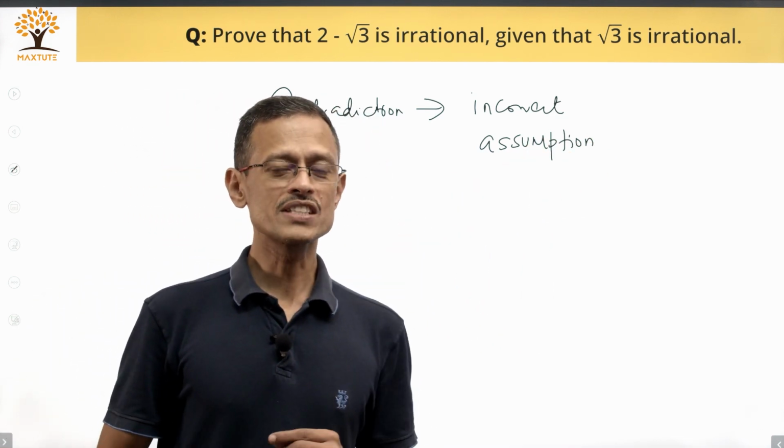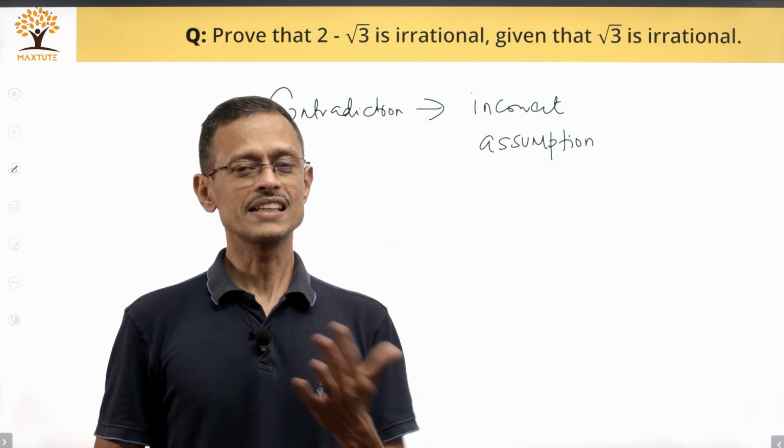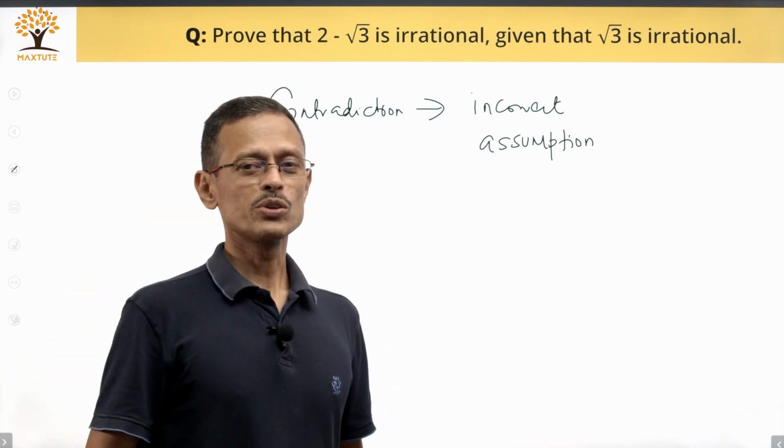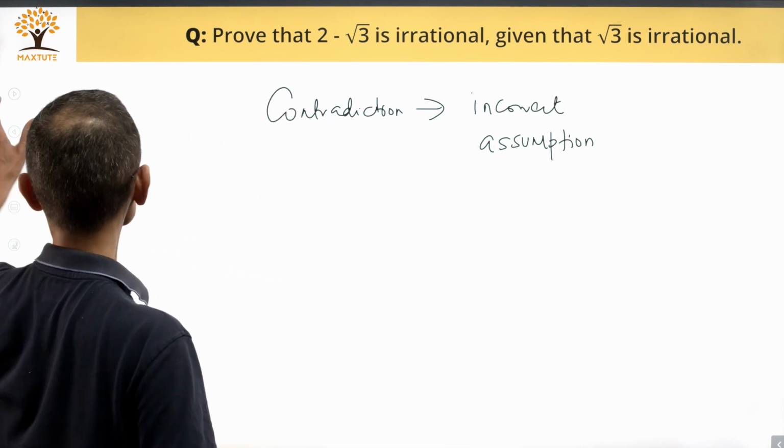If that assumption is incorrect, what is then right? It is right that 2 minus root 3 is irrational. So what we set about to prove is what we have proved. I'll quickly walk you through the way you should be writing these steps so that you get all 3 marks for this question, right? We'll start with this, right?